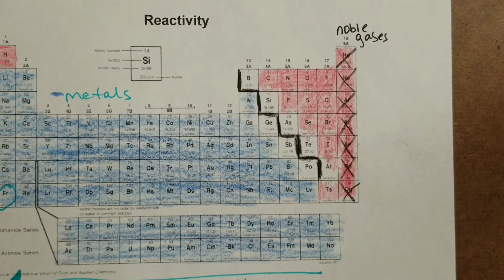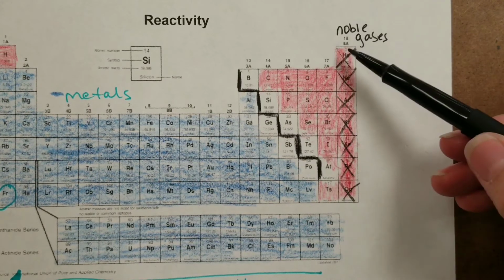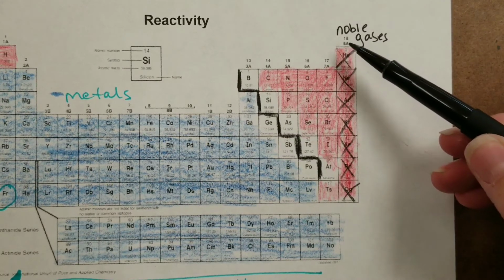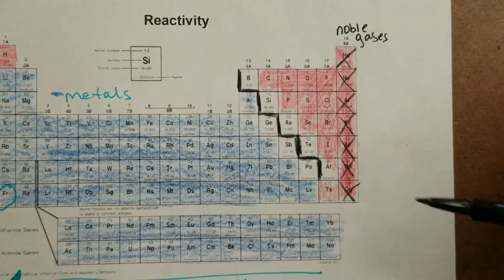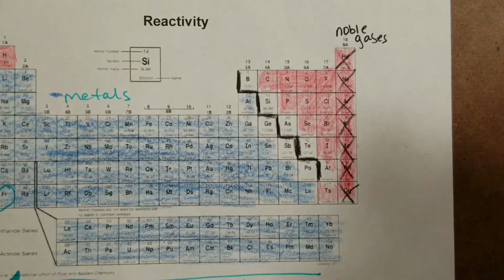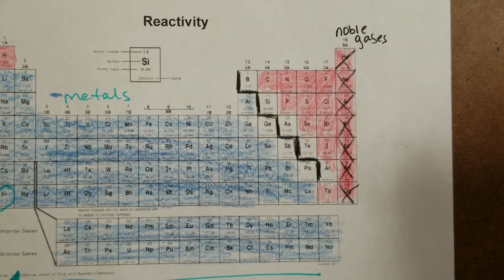Okay, so I put a big X. So basically, these don't react. I explained to one class that these are my independent women over here. They don't need anybody. They're good all by themselves. They have a full set of valence electrons. They have 8 valence electrons, meaning they have 8 electrons on that outer energy level. So they are good. They don't need to bond or react with other elements.